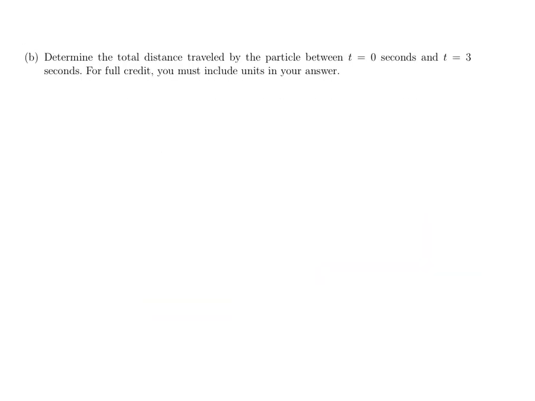Part B asks, what is the total distance traveled by the particle between 0 and 3 seconds? And the thing to note here is that at 1 second, the particle actually stops. What I'm going to do is copy down the position function, which is s of t equal to t cubed minus 3t, and evaluate it in a table of values. The times that I'm going to check are 0 seconds, the time where it's at rest, which is 1 second, and then 3 seconds.